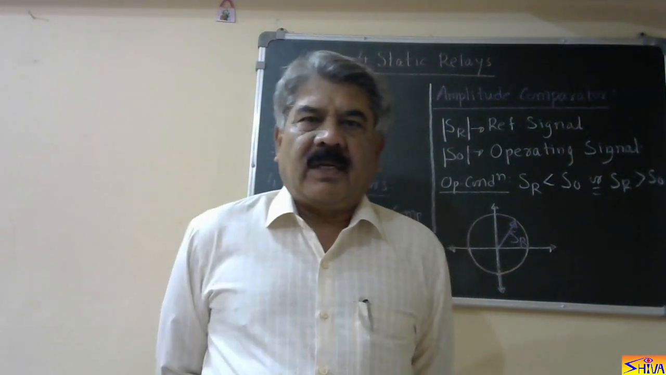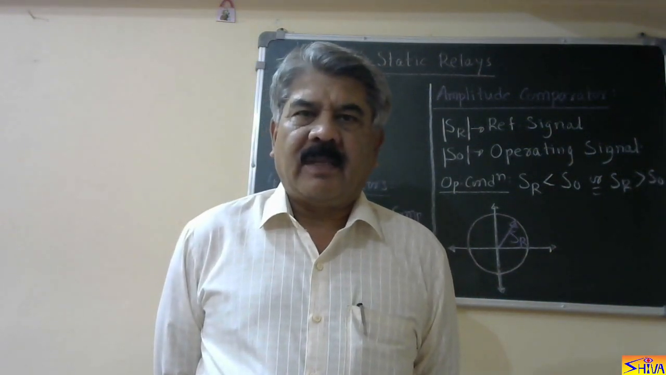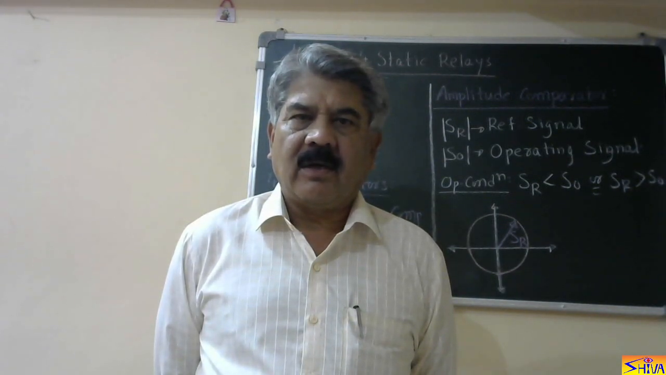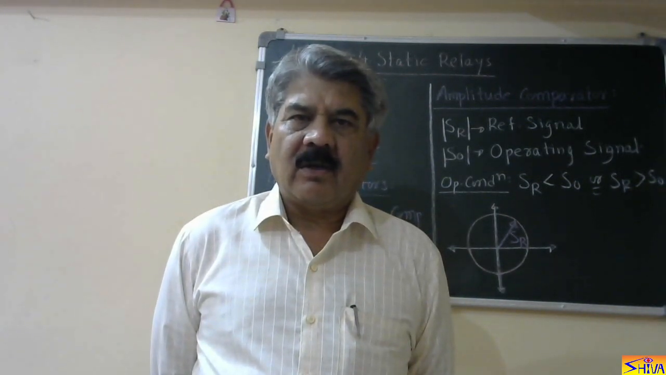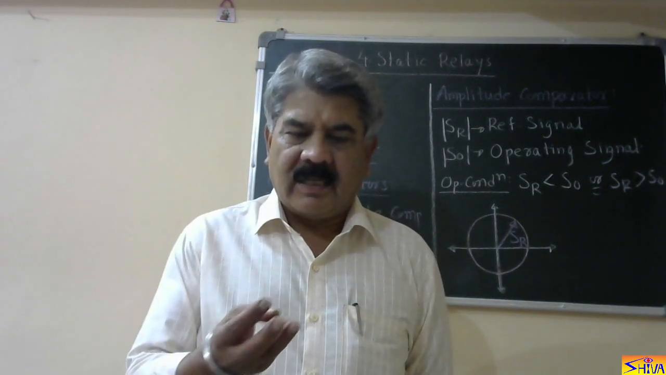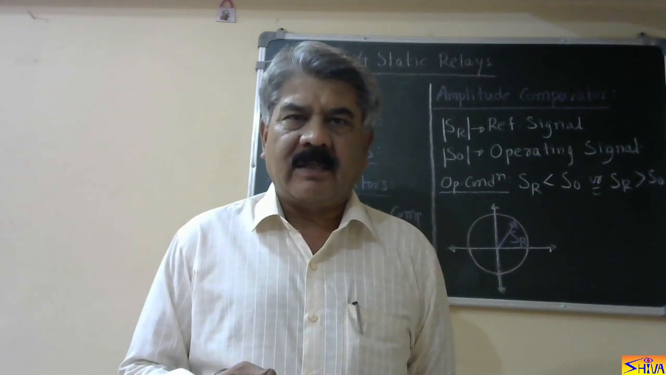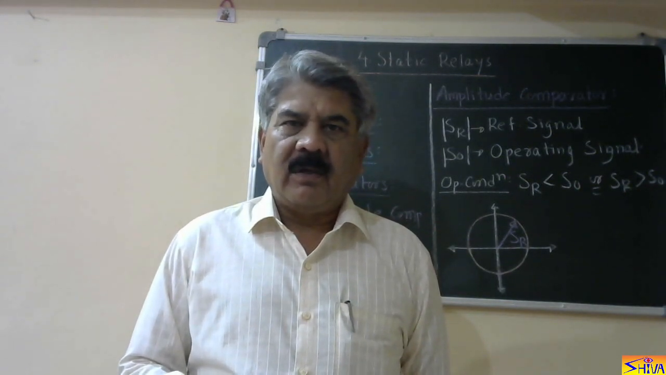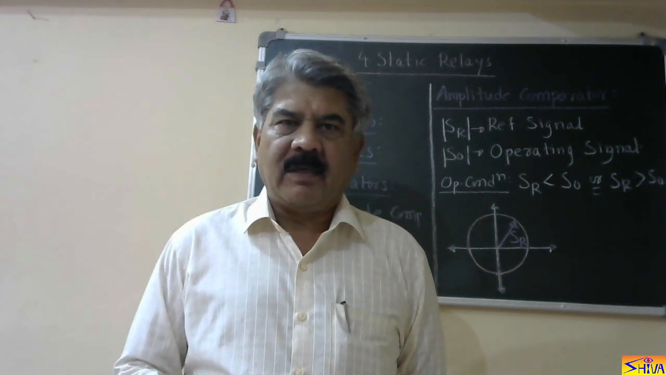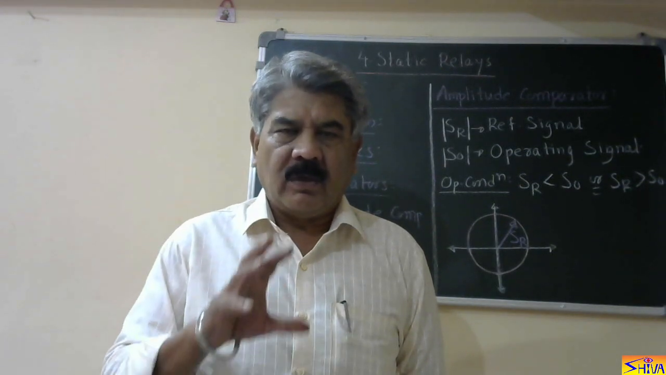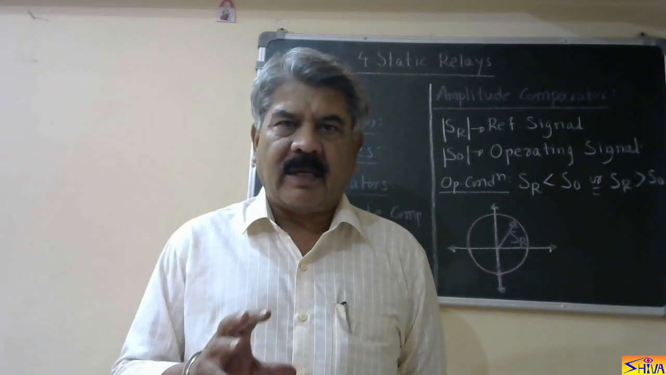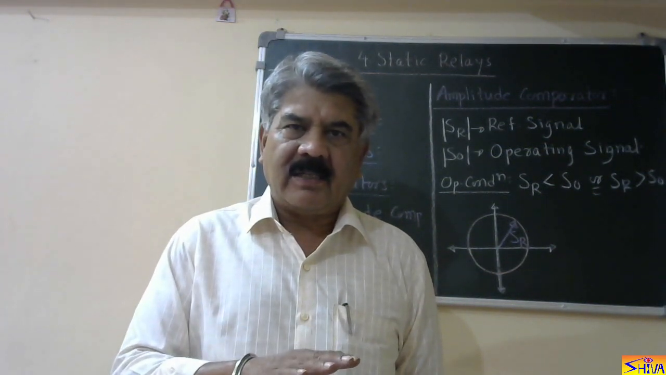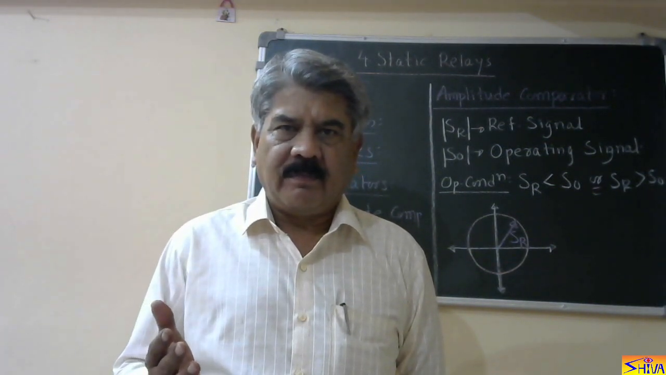In the first unit, I had explained to you that there are three developmental stages or three generations of relays. The first generation relay is electromechanical relays. These relays operate on the electromagnetic induction principle, or the electromagnetic attraction principle, or the thermal principle. In all these electromechanical relays, there is a moving part, either a disk or an armature.